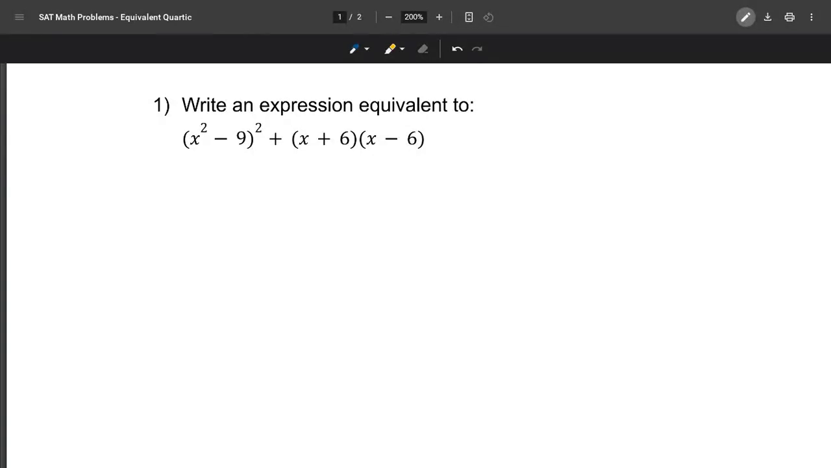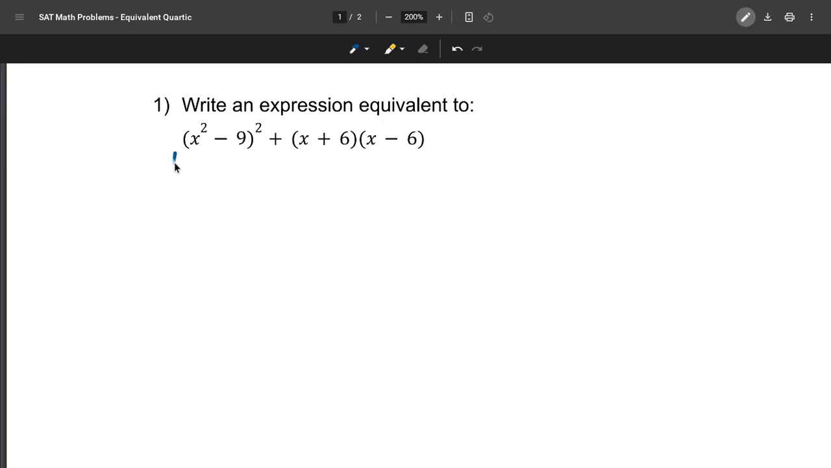In this video, we're going to write equivalent expressions and we're dealing with quartic functions. That means we have the power of 4. So let's look at this first one. Write an expression equivalent to the quantity x squared minus 9 squared plus x plus 6 times x minus 6.